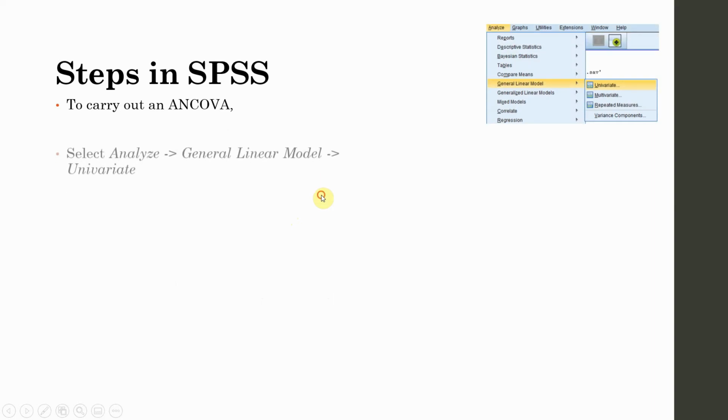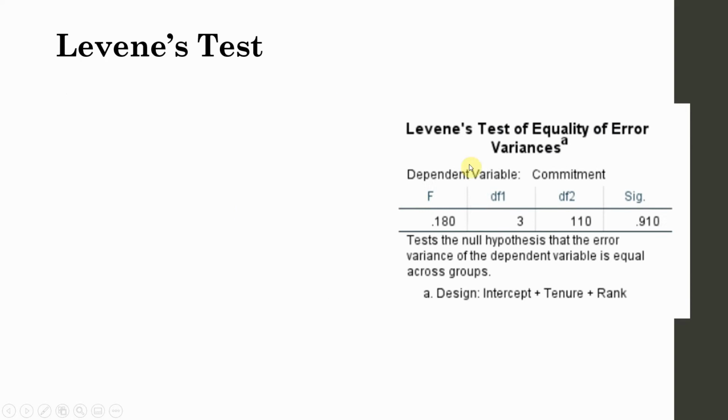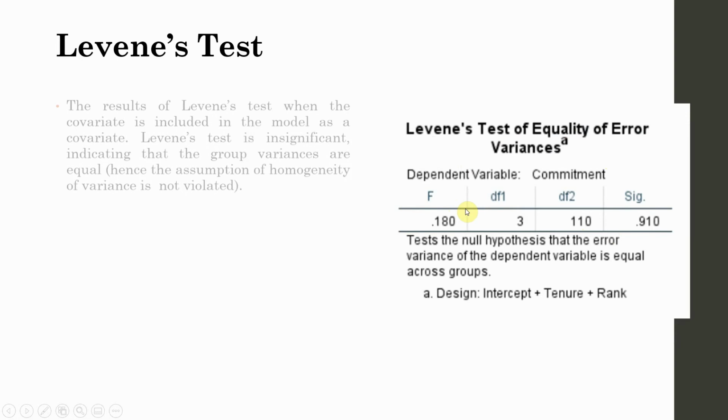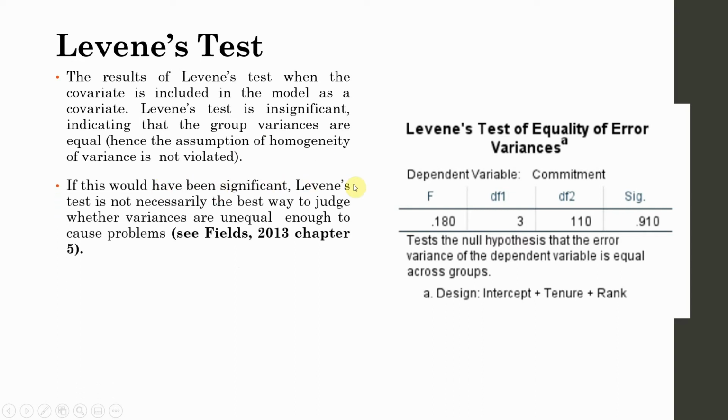Now that we have run our ANCOVA analysis, let's interpret the results one by one. Now the first test, Levene's test for equality of error variance, well, this was insignificant, and this means that equal variance is assumed across groups, hence the assumption of homogeneity of variance is not violated. What if the Levene's test for equality of variance was violated? Now if this would have been significant, Levene's test is not necessarily the best way to judge whether variances are unequal and whether these are unequal enough to cause problem.